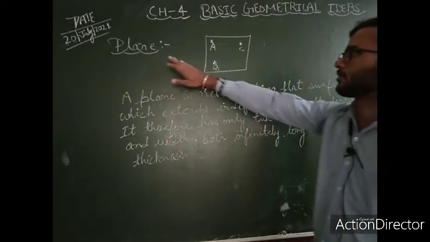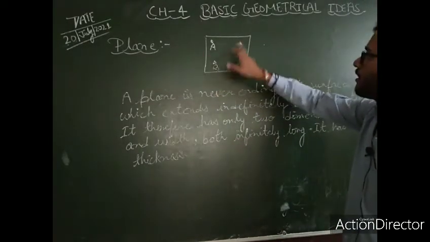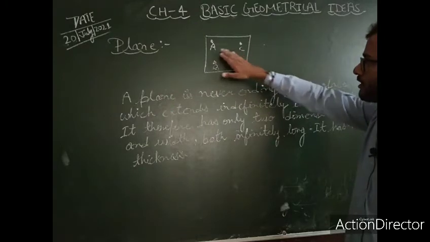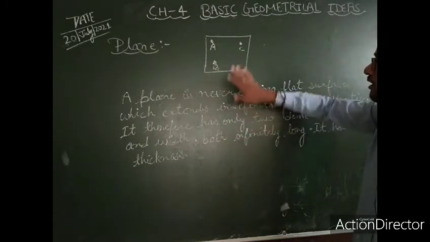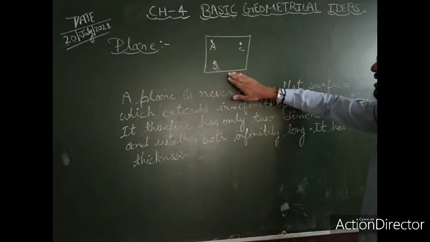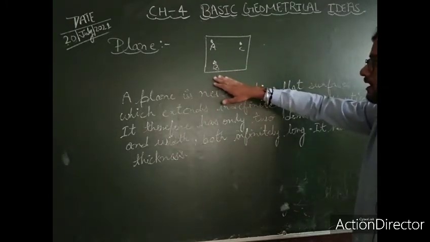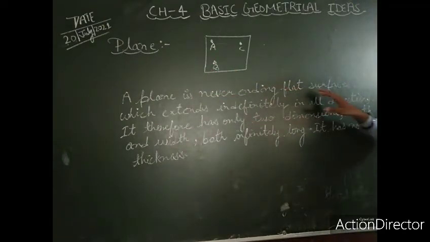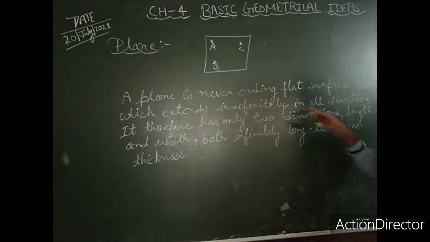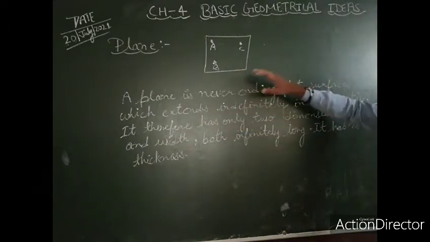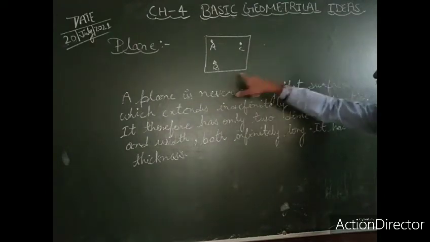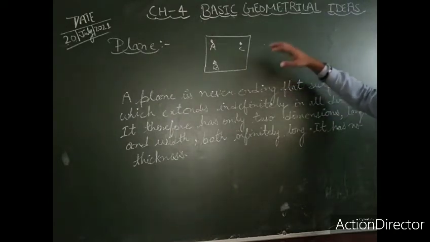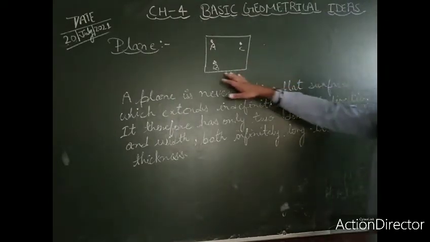Now students, here we will discuss the plane. Okay, this is a figure of a plane. Here we take a flat surface like this board and we take 3 points on it, A, B and C, right? A plane has no thickness and it has only 2 dimensions, length and breadth. So a plane is a never ending flat surface which extends indefinitely in all directions, and it therefore has only 2 dimensions, length and breadth, or width, right? So it is infinitely long in both and it has no thickness.